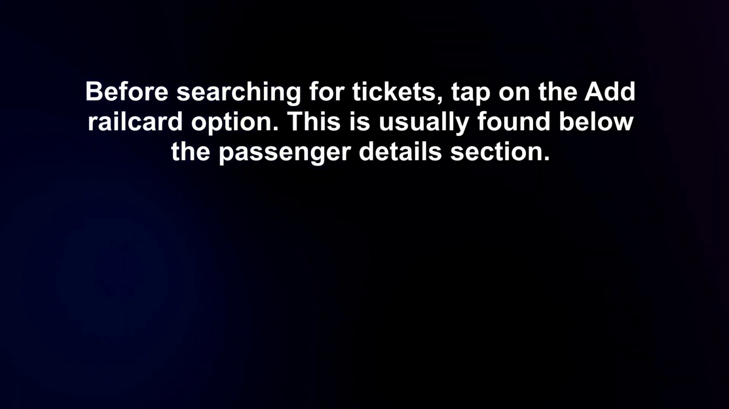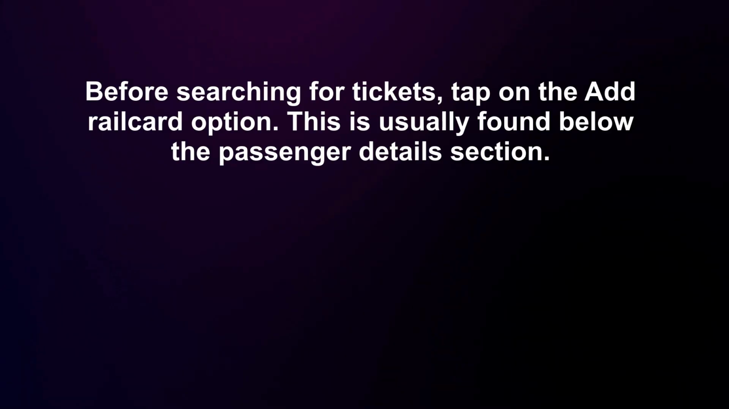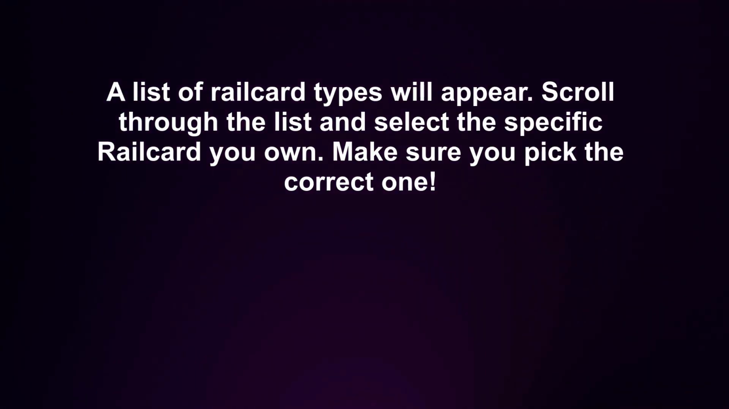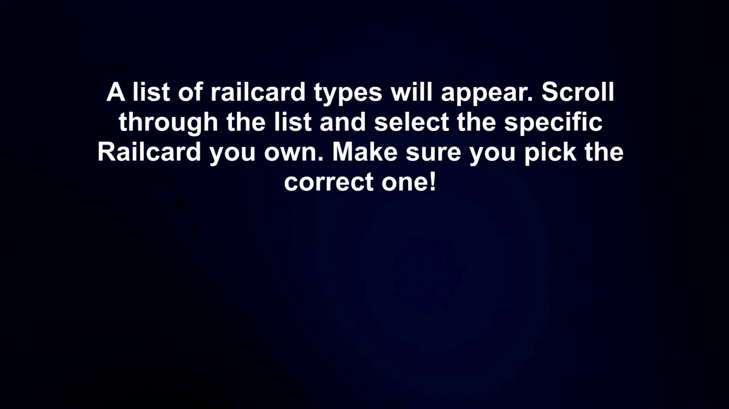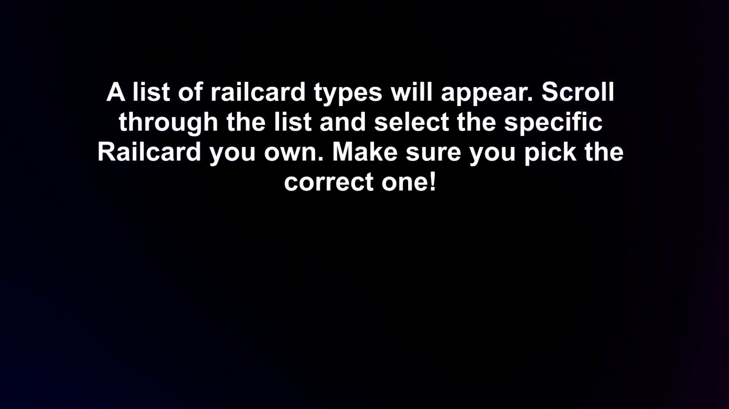Before searching for tickets, tap on the Add Railcard option. This is usually found below the Passenger Details section. A list of railcard types will appear. Scroll through the list and select the specific railcard you own. Make sure you pick the correct one.